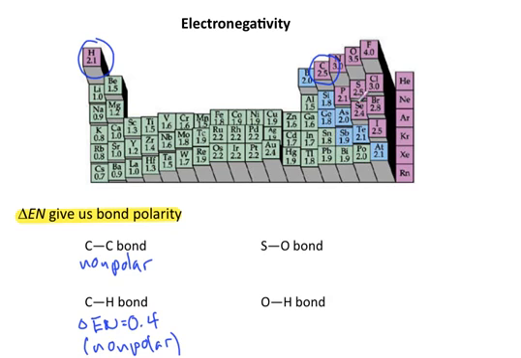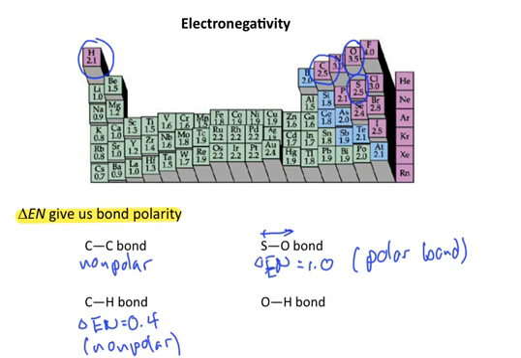How about a sulfur-oxygen bond? Here's oxygen, 3.5, a small atom with high electronegativity. Sulfur is a larger atom, still group 6, but not as high in electronegativity. A difference of 1 would give rise to a polar bond. And so we then have a bond dipole, and there's a vector that indicates that.